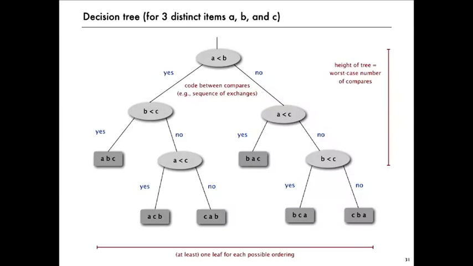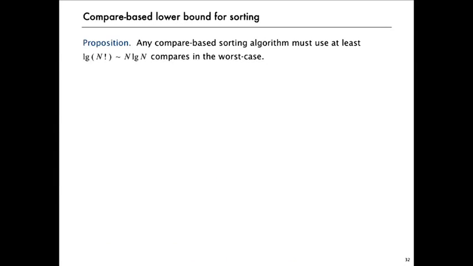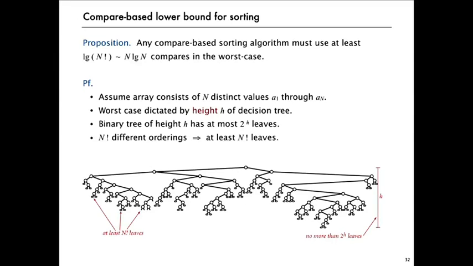If there's some ordering that does not appear in a tree corresponding to a particular algorithm, then that algorithm can't sort; it can't tell the difference between two different orderings. So the lower bound is a proposition that uses a decision tree like that to prove that any compare-based sorting algorithm has to use at least log base 2 of n factorial compares in the worst case. And by Stirling's approximation, we know that log base 2 of n factorial is proportional to n log base 2 n.